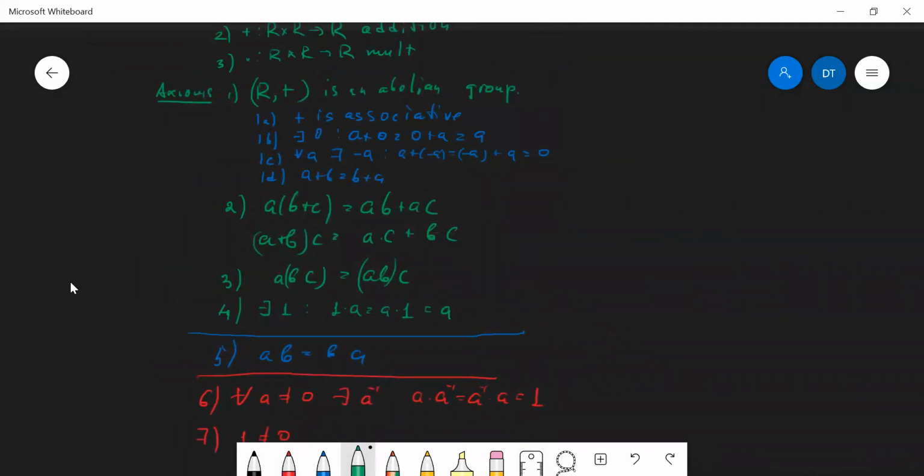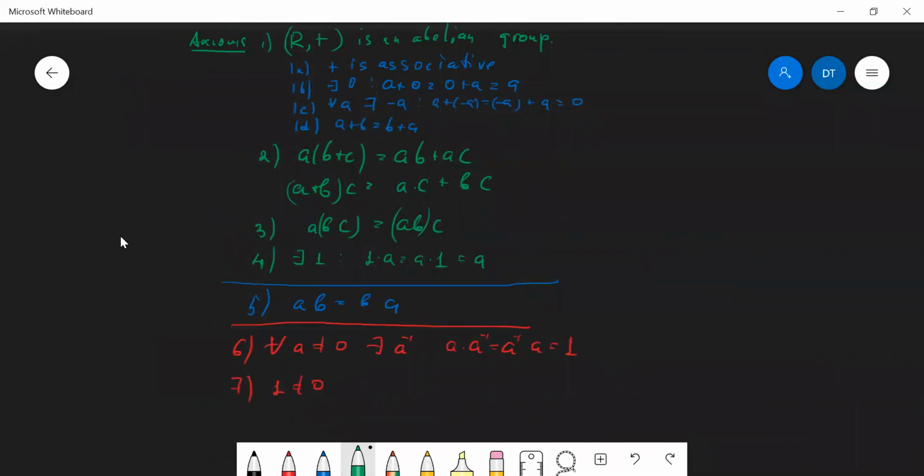Just in case, when we go from 1 to 4, this means that we were given a ring. When we go from 1 to 5, it means that we're given a commutative ring. And when we go up to property number 7, this means that we're given a field.